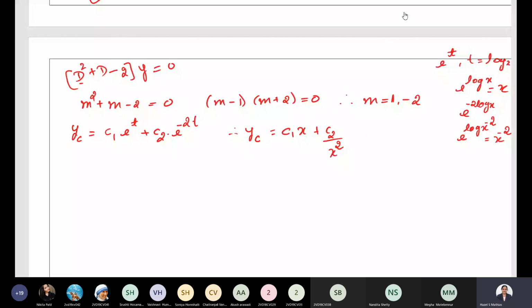Okay, let's continue now. So we have found the complementary function. Let's find the particular integral. So what is yp? How do we find yp?